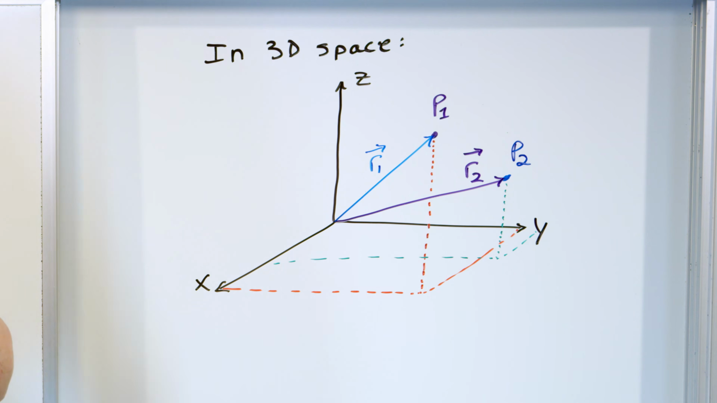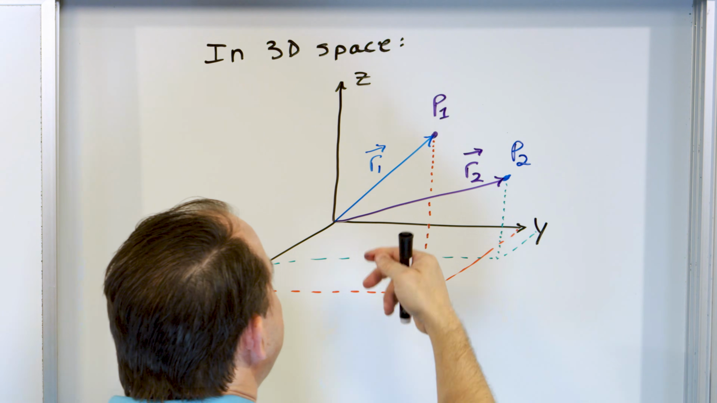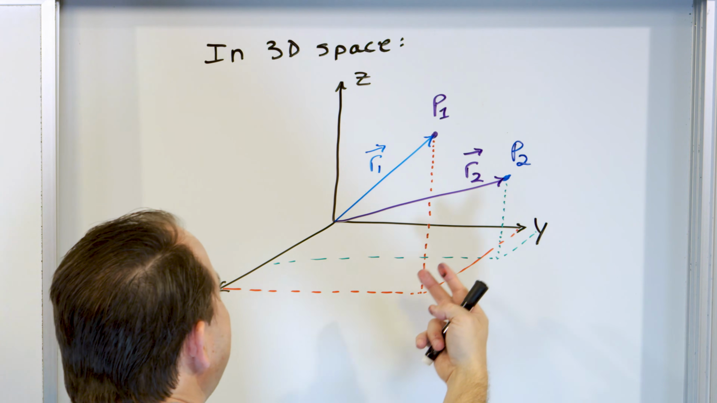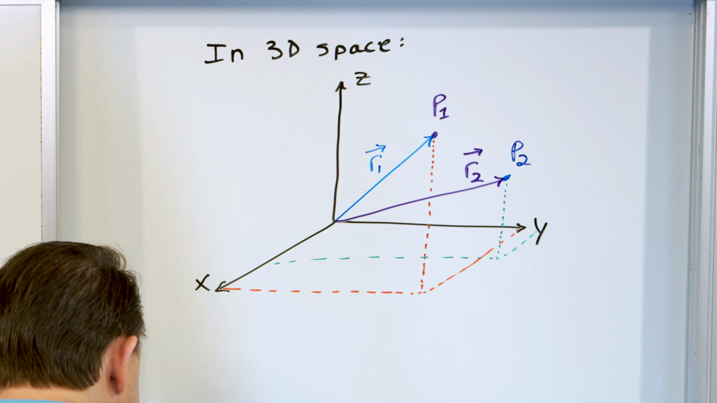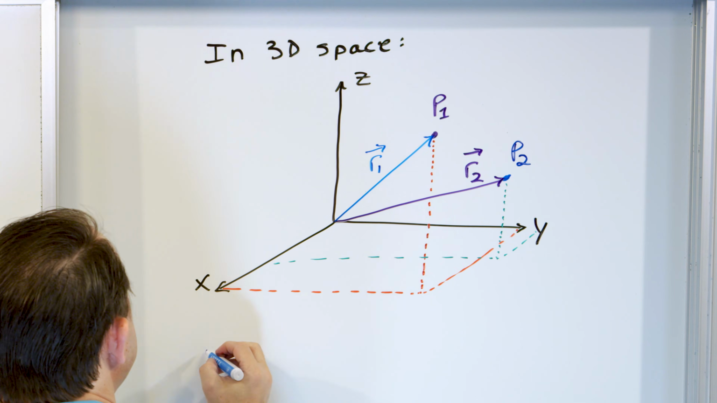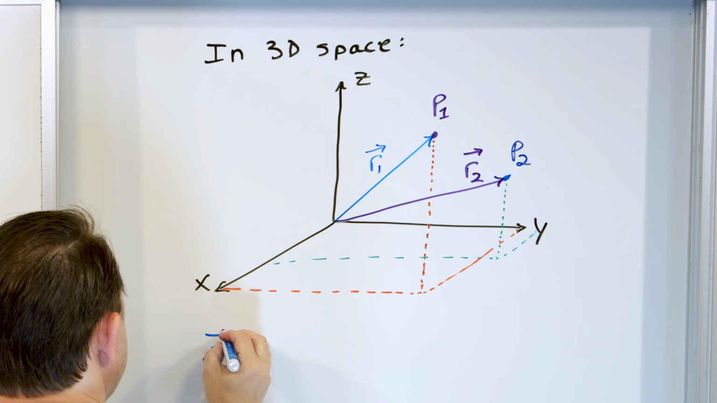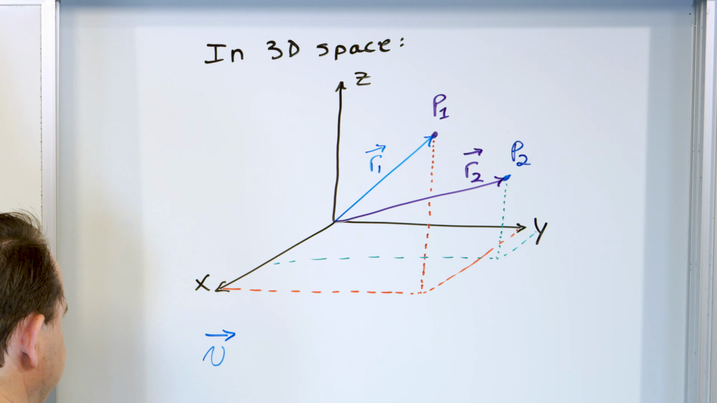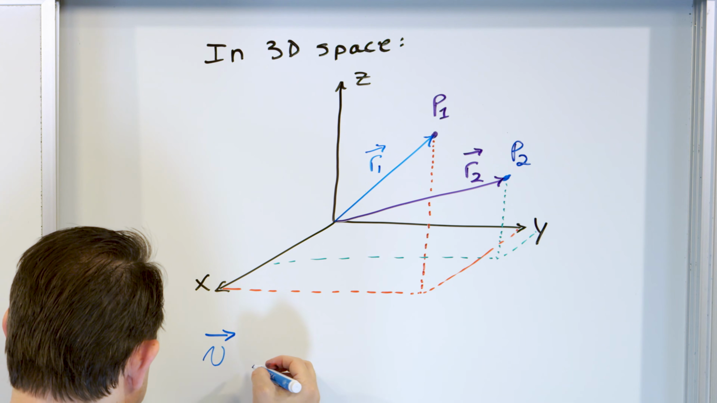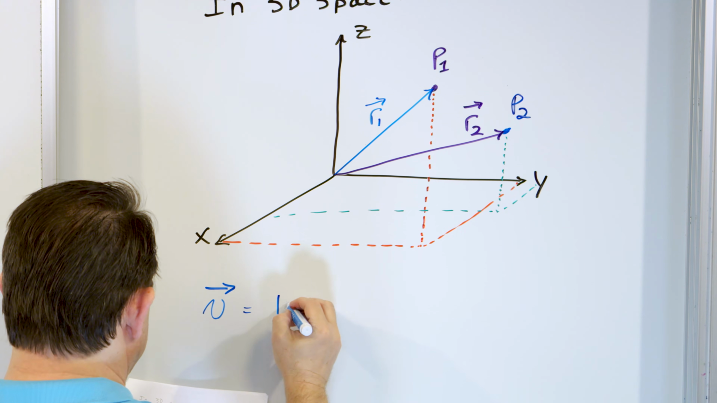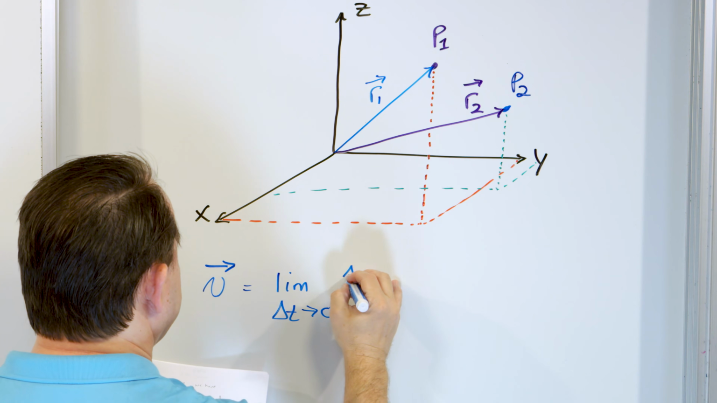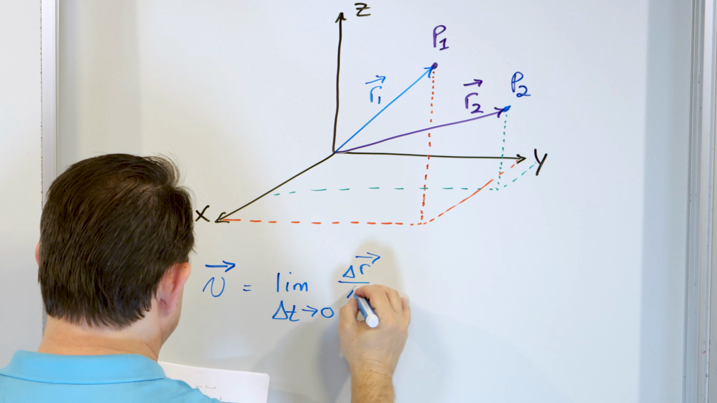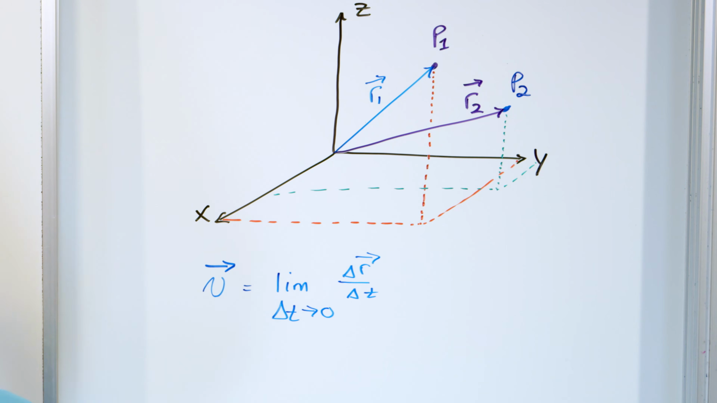And you can say that the vectors R1 and R2 have an X component and a Y component and a Z component because we have three numbers in our coordinate system now. And then you can say that the velocity, as the particle goes from P1 to P2, the average velocity, or the instantaneous velocity, would look something like the limit as delta t approaches 0 of delta r over delta t, right?